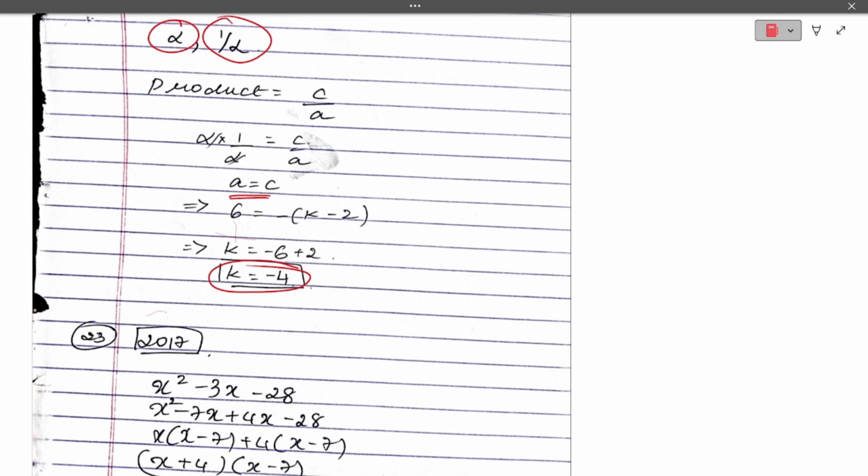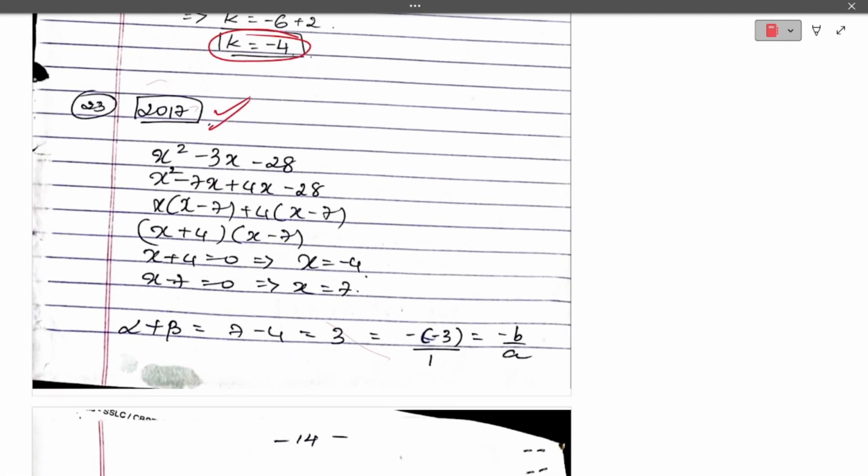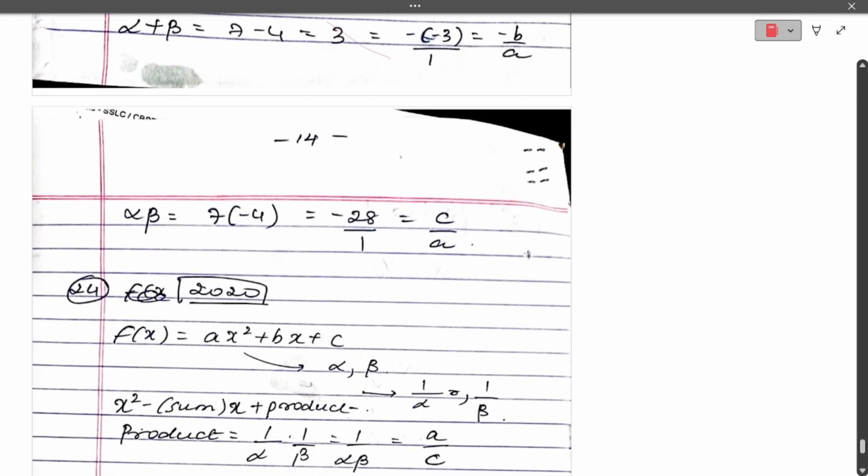Question number 23. We have been asked in 2017. Find the zeros of the quadratic polynomial x square minus 3x minus 28 and verify the relationship between the zeros and the coefficients. Find the zeros, verify the relationship. Alpha beta value you found out. So alpha plus beta, alpha into beta. Find out the relations. If you are getting it equal, hence you verify them.